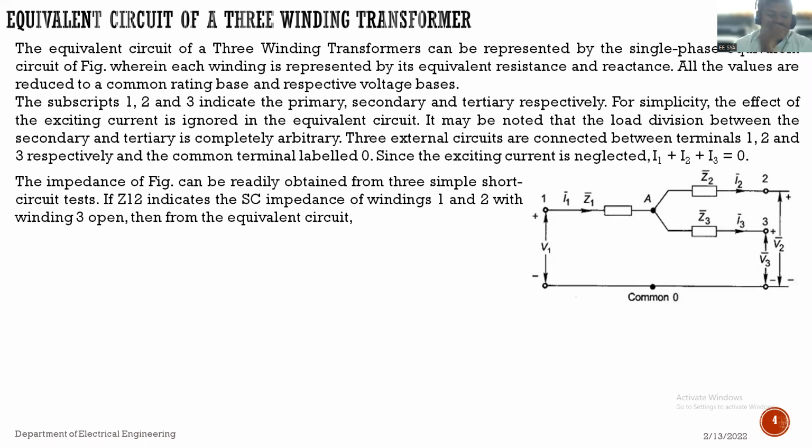So the impedance of each winding can be represented by its equivalent resistance and reactance. So do you know that the resistance and reactance together are nothing but impedance. Resistance and reactance is nothing but impedance, that is Z equals R plus jX. So this we have represented by Z. Z is nothing but impedance, we have represented its resistance and reactance.